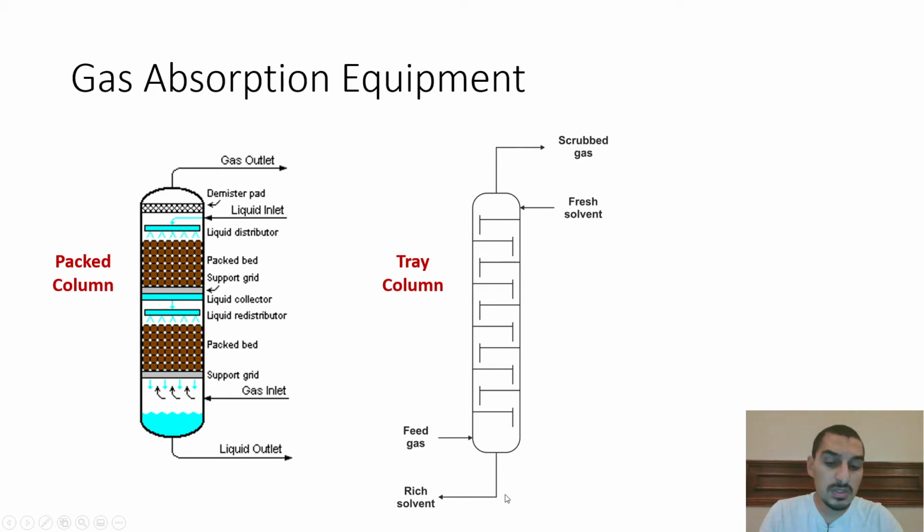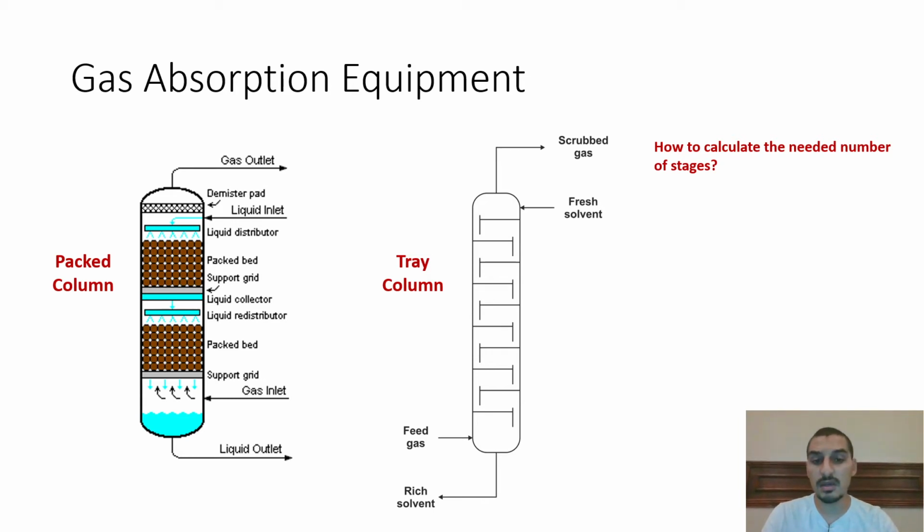It's important to notice here that we do not have a reboiler, and we do not have a condenser, and this is one important difference between absorption and distillation, which is that we do not need the condenser and reboilers here. We'll see that we need them in the stripping column, but in the absorption column we do not use these.